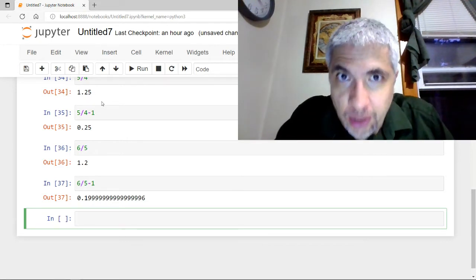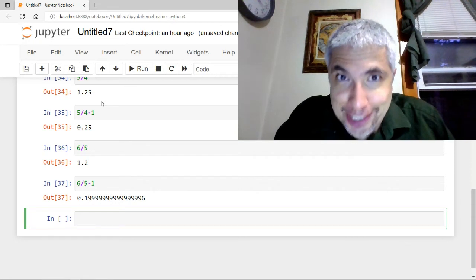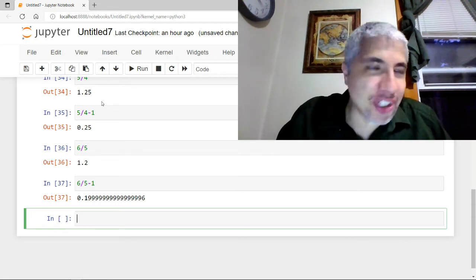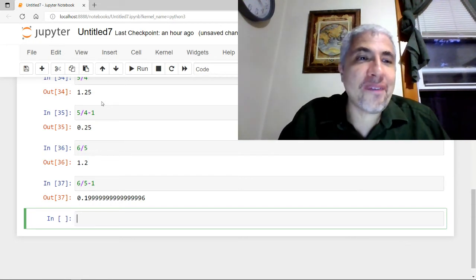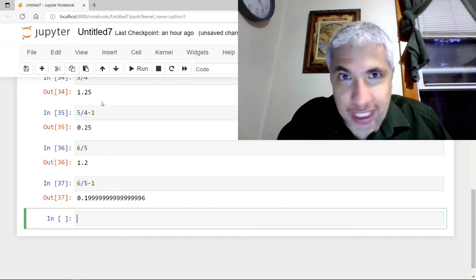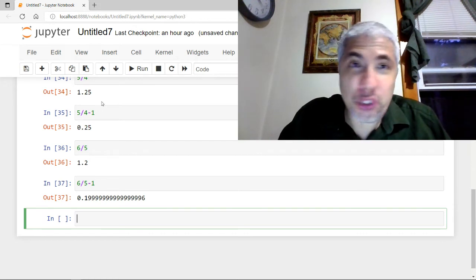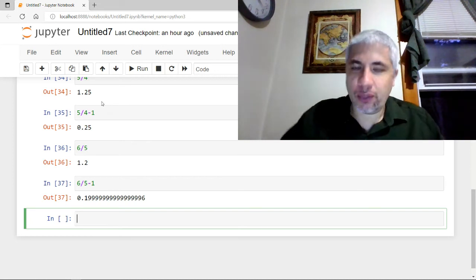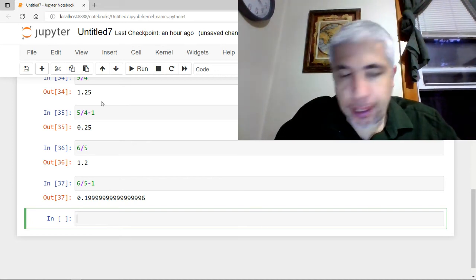Whenever possible, stick to integers and avoid floats, especially when doing mathematics. We do not want rounding errors. We do not want unexpected things like what we saw here to come up.